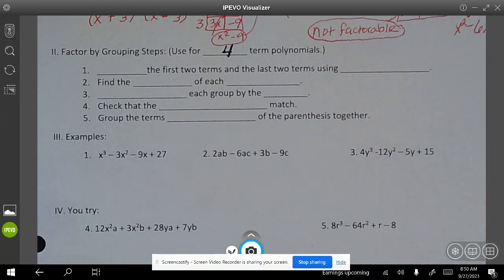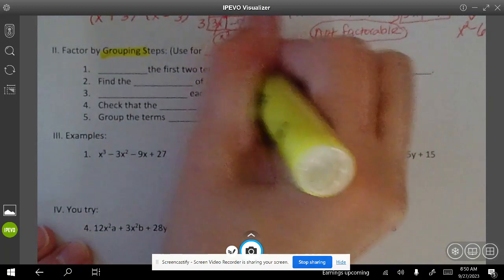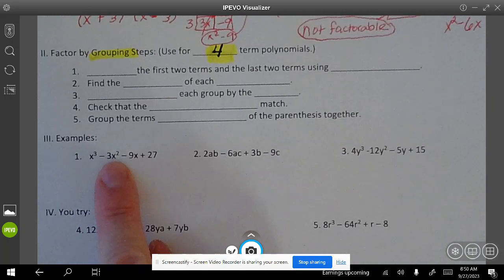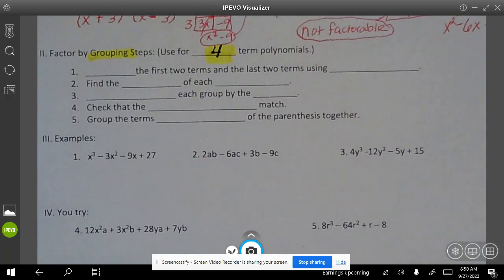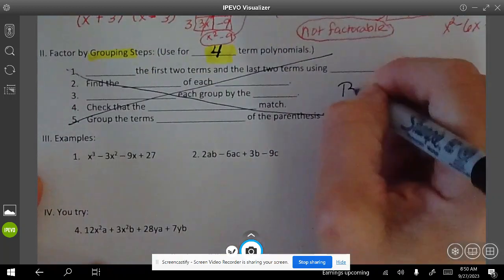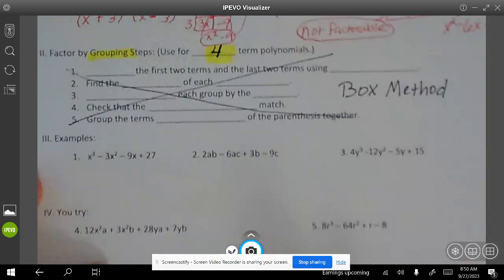So for your factor by grouping steps, remember that you have to have at least four terms. And you'll see down here if we count one, two, three, four, there's four terms down here. Now, I printed this paper and then I realized I wanted you guys to do this a different way. So just take a big X right here and write out here box method. And I'm going to introduce to you the box method today.